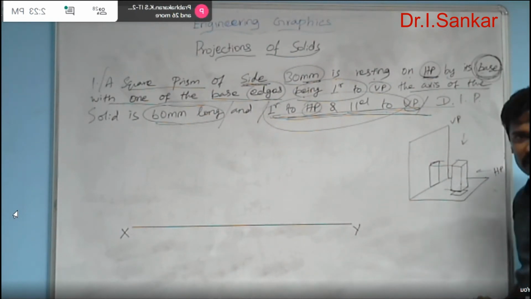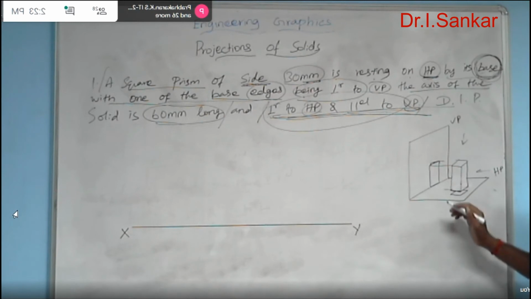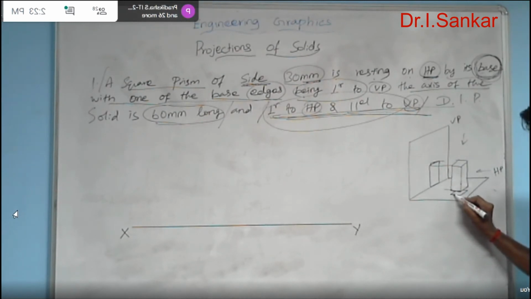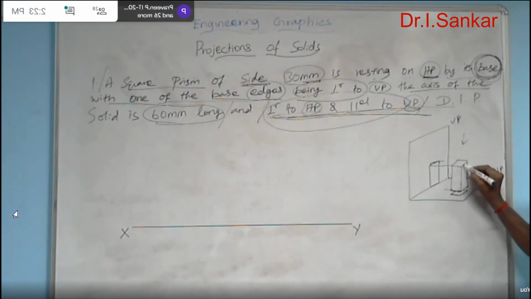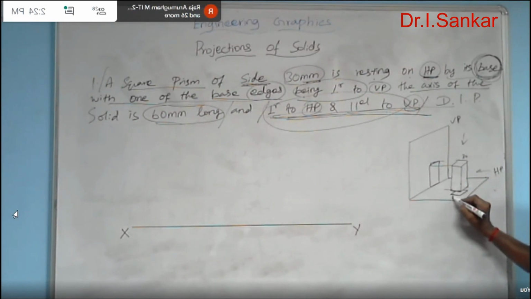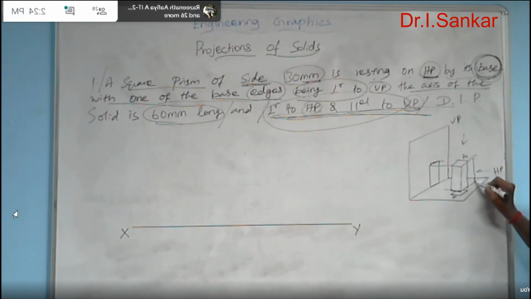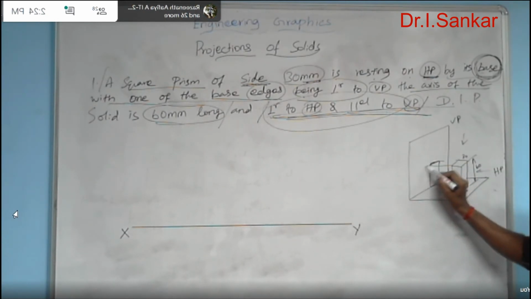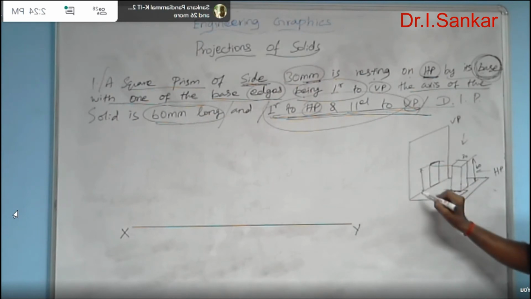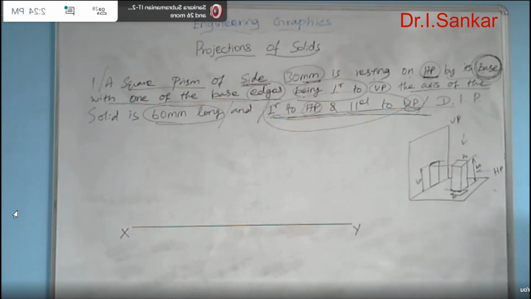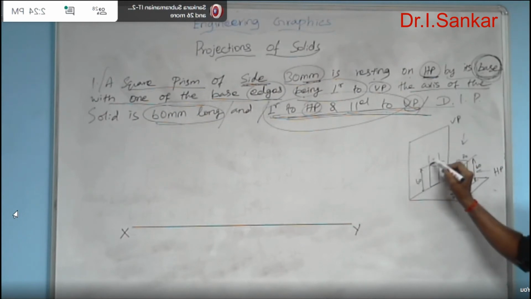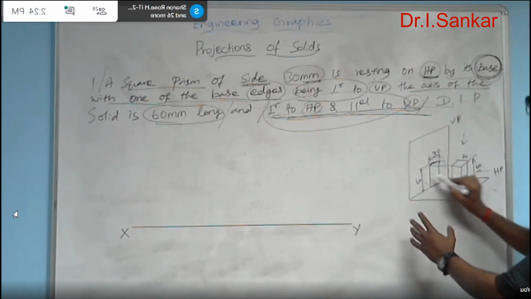Now let me discuss something about the dimensions of the front and top views I am obtaining. The side of the square base of the top view will be equal to the side of the square prism. The square prism side is 30 mm actually. The same 30 mm you can get here. In the same way, the axis height of the solid is given as 60 mm. The same 60 mm will be the longer edge of the rectangle which is obtained as the front view, and here the dimension is the same 30. So this is what we are going to draw, the front and top views.